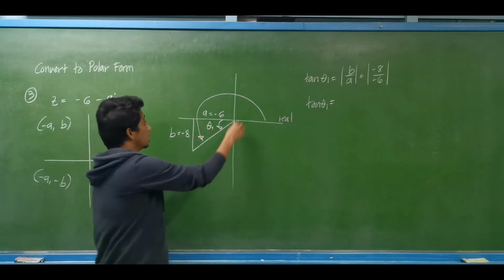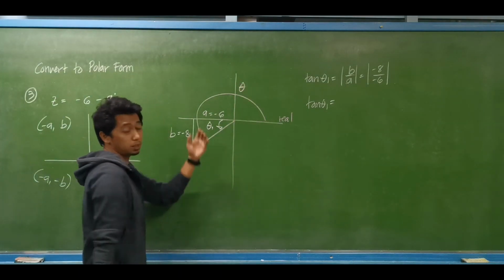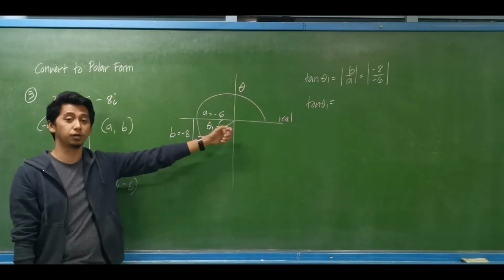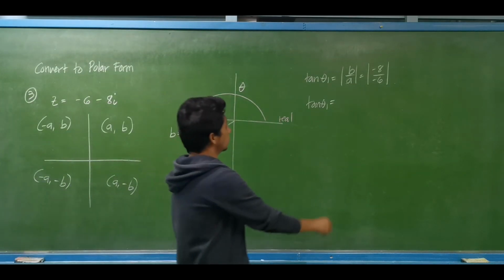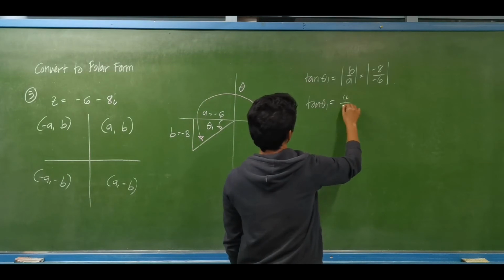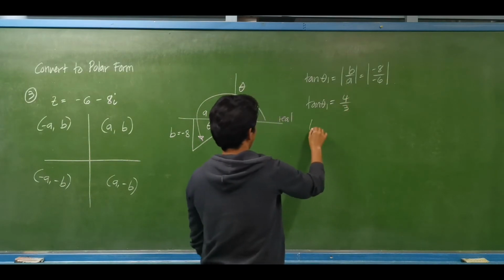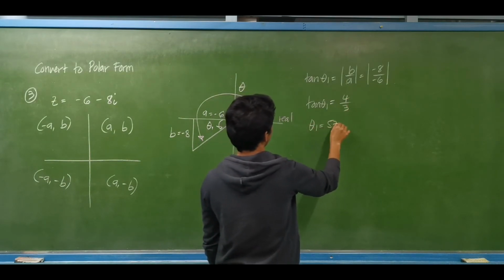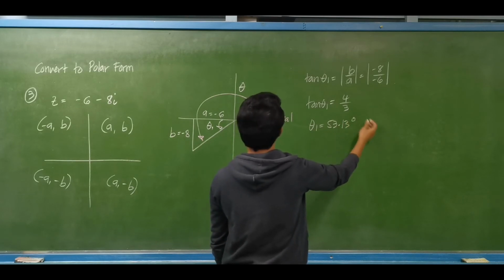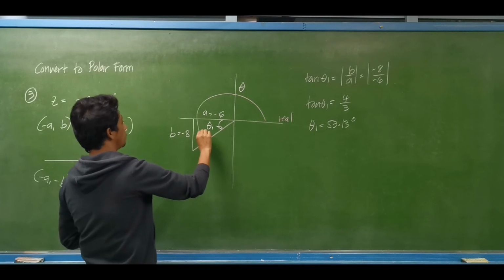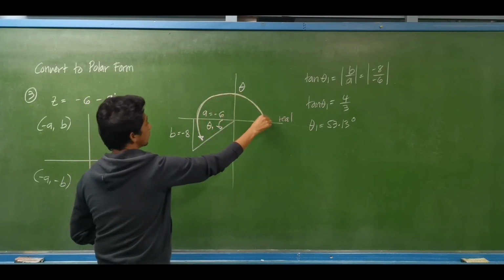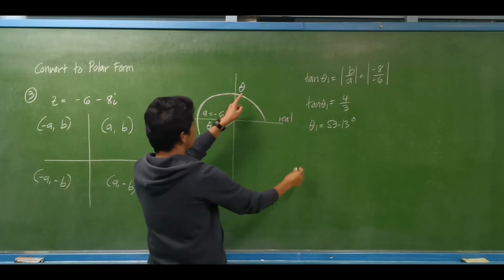To determine the value of the argument to be used in our equation for the polar form of a given complex number, it is the same as 4 over 3. So we have the value of theta 1 is equal to 53.13 degrees. If the argument should be measured from the positive real axis, how do we compute for theta this time?